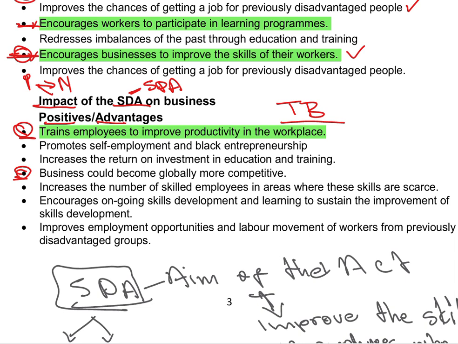If a teacher is not that good in teaching, you know that when teachers are struggling somewhere, somehow they go for training. That's what we call the Skills Development Act. It will improve productivity in their teaching. So whenever you see impact, they are simply saying the results.